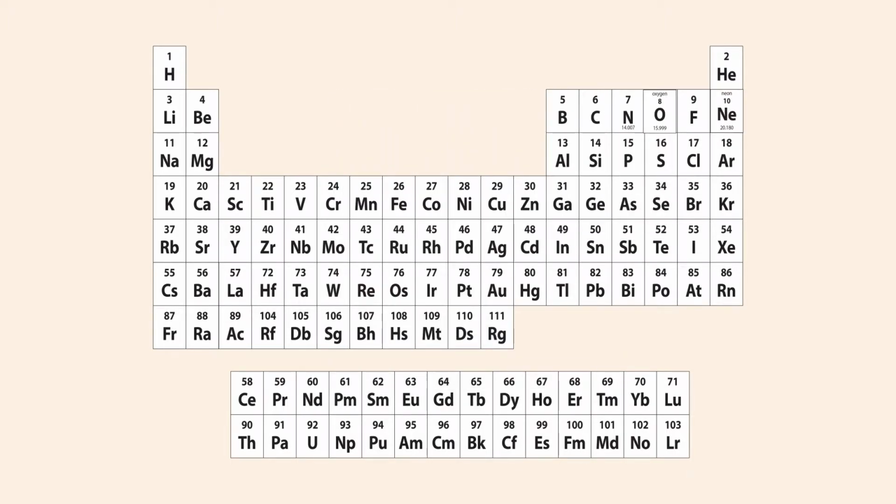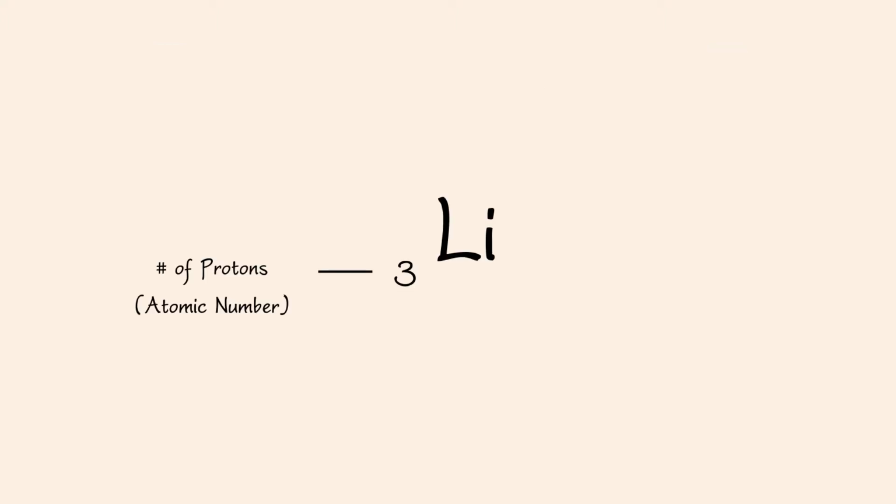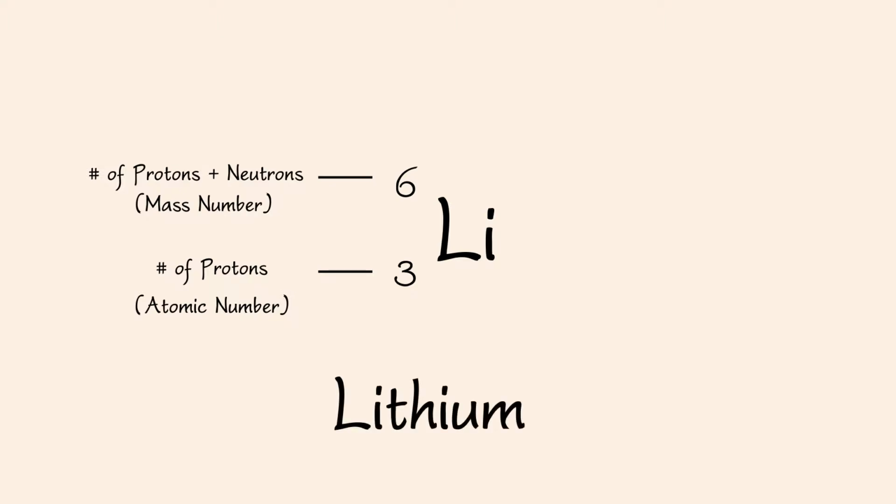Now let's return to our lithium symbol. The left superscript indicates the number of protons plus neutrons. This value is referred to as the mass number. Sometimes an atom can be represented by the full name of its element, followed by a hyphen and its mass number.